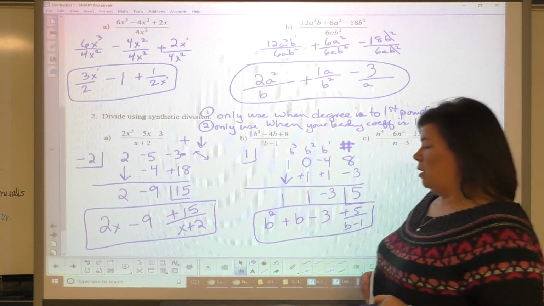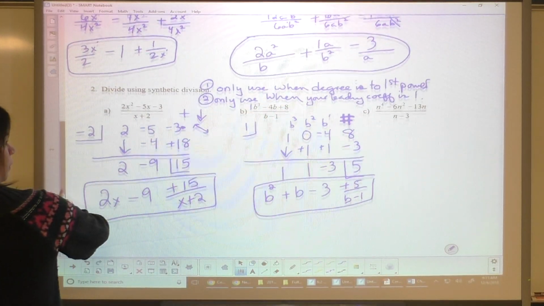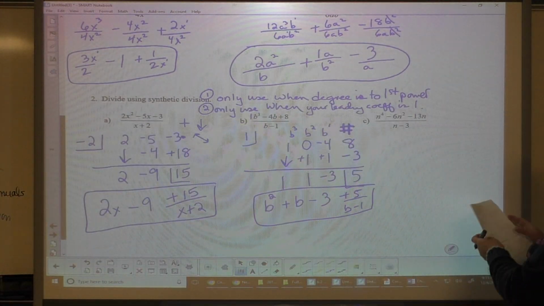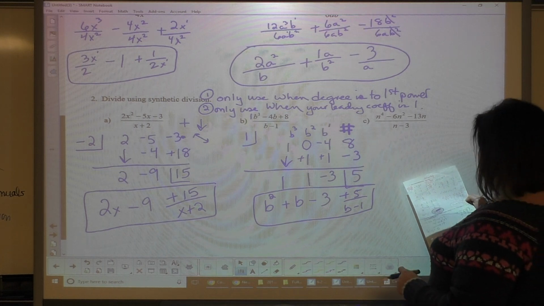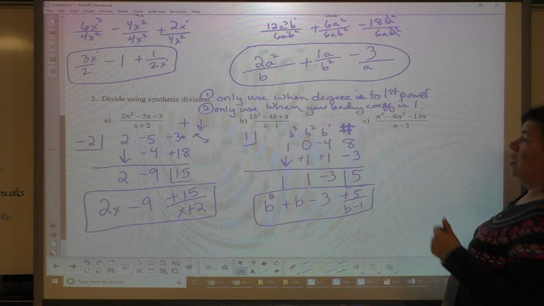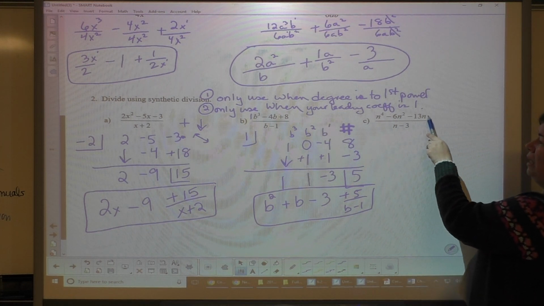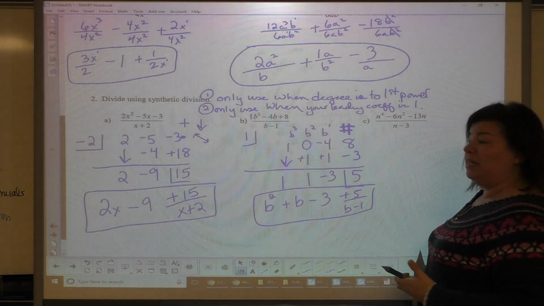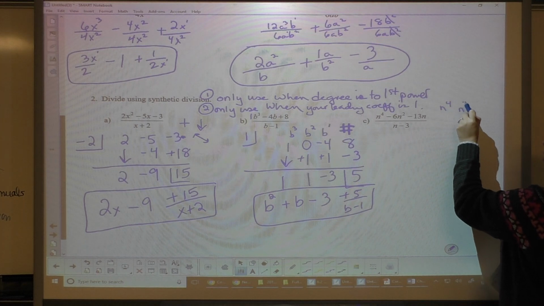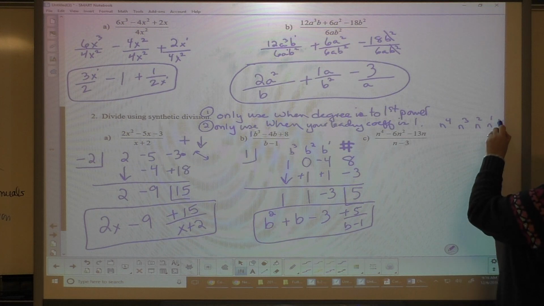Okay? All right. Last but not least, we have n to the 4th minus 6n squared minus 13n. We do synthetic division. Notice we don't have any n cubes, and notice we don't have a constant. So we're going to have to fill those in. Over here on the side, just think about n to the 4th, n cubed, n squared, n to the 1st, and then our number, which is just our constant.